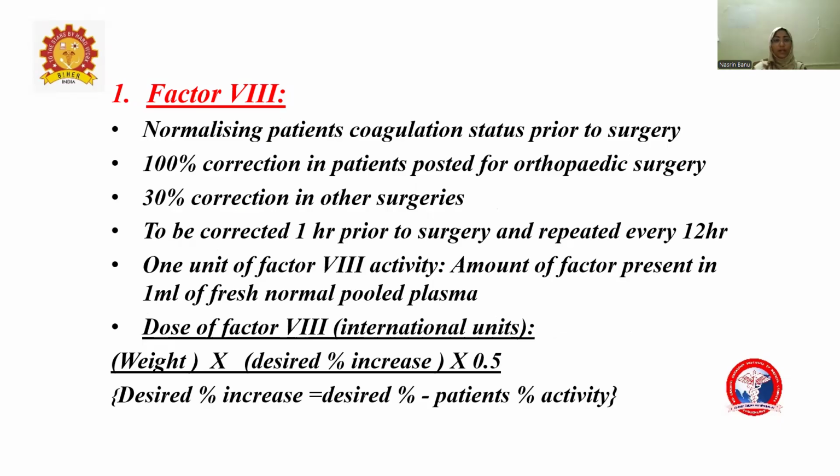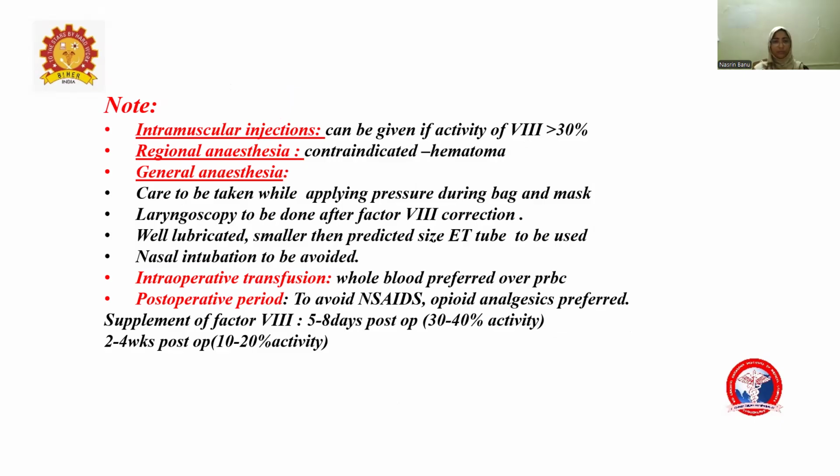How is factor 8 given? We have a formula to calculate how much factor 8 should be given: weight into desired percentage increase into 0.5. Factor 8 can be given as intramuscular injections if factor 8 activity is more than 30%. Regional anesthesia is contraindicated in patients with hemophilia because of the risk of hematoma.